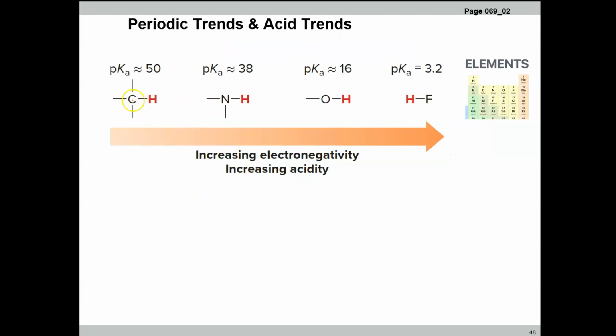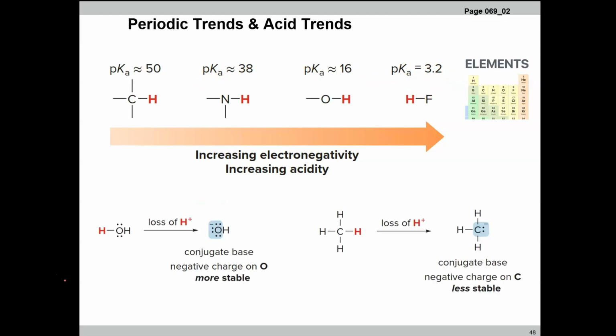If we zoom in and again look at that second row of the periodic table, we can see carbon, nitrogen, oxygen, fluorine here attached to different hydrogens. And we can see the pKa 50, 38, 16, 3.2 from that table that I showed you earlier in the lecture. You can see those numbers reflect that changing pKa value and the increase in acidity from left to right.